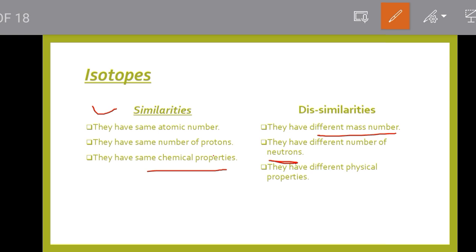Why are their physical properties different? Because the physical properties depend upon the mass. The heavier the mass, the heavier the atom, and the weight is also a physical property. So as the neutrons in the atom increase, the mass of the atom will also increase. As the mass increases, the physical properties will change.